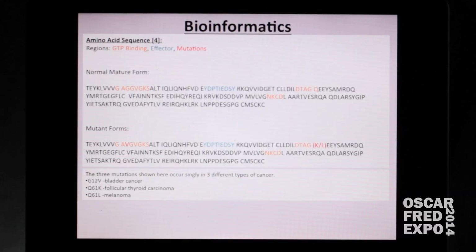Here's the amino acid sequence for HRas, and we have both the normal mature form as well as a few mutant forms. And the color coding that I'm using here in this slide will be maintained throughout. Orange will always highlight GTP binding regions, cyan is the effectors, and red is for the mutations.